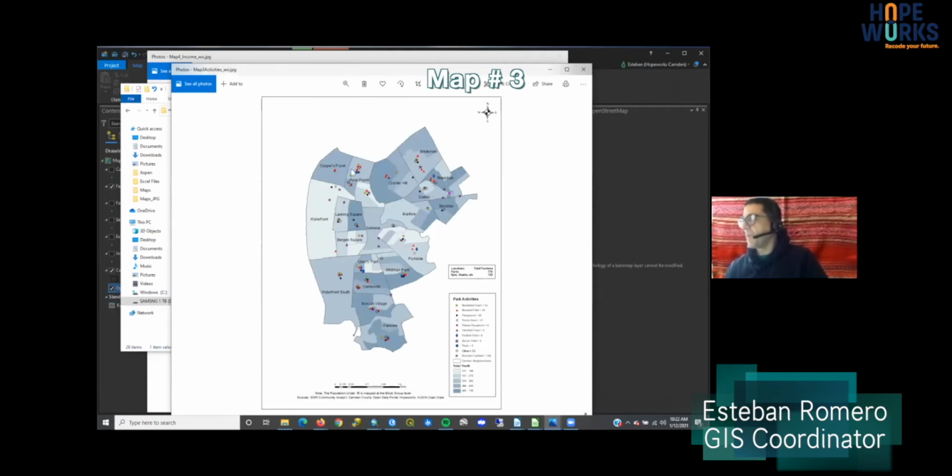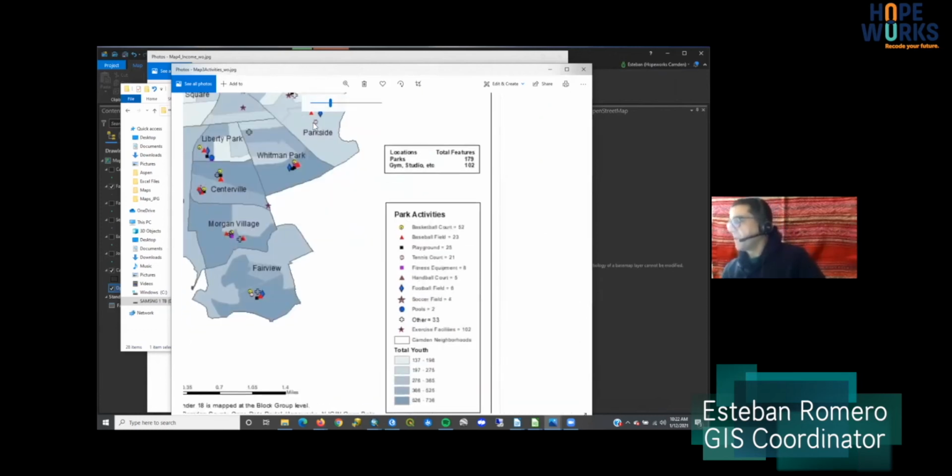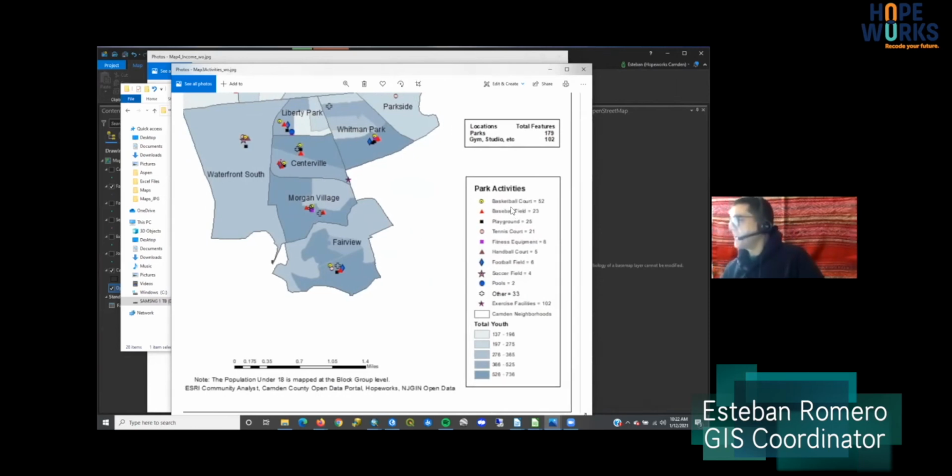The other map indicates the location of different features within parks, but also beyond the location of the parks themselves. Like it could be a gym, it could be a studio, and so on. But it's mostly focused on parks. And there is a symbology here that tells you about the different activities. Let me see if I can expand this. So what we find out is the location of basketball courts, baseball fields, all those kinds of facilities within the parks, which would allow youth to participate in exercise activities.